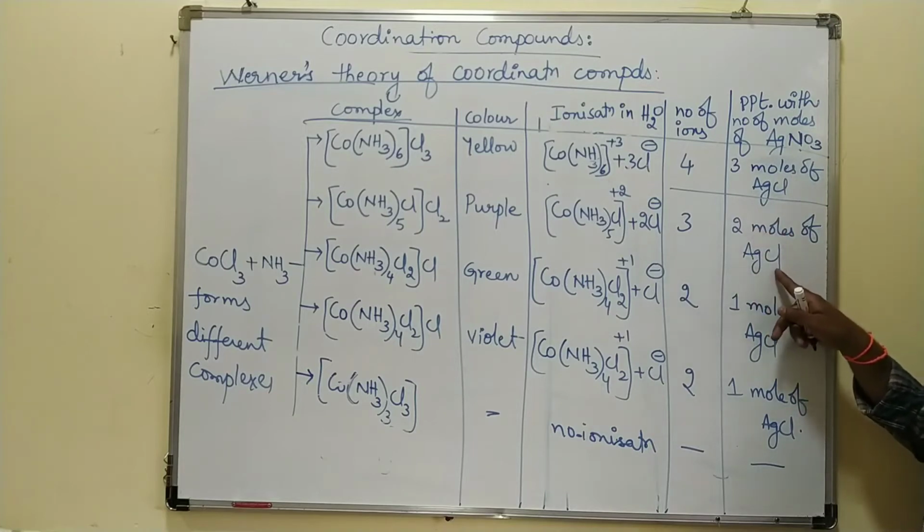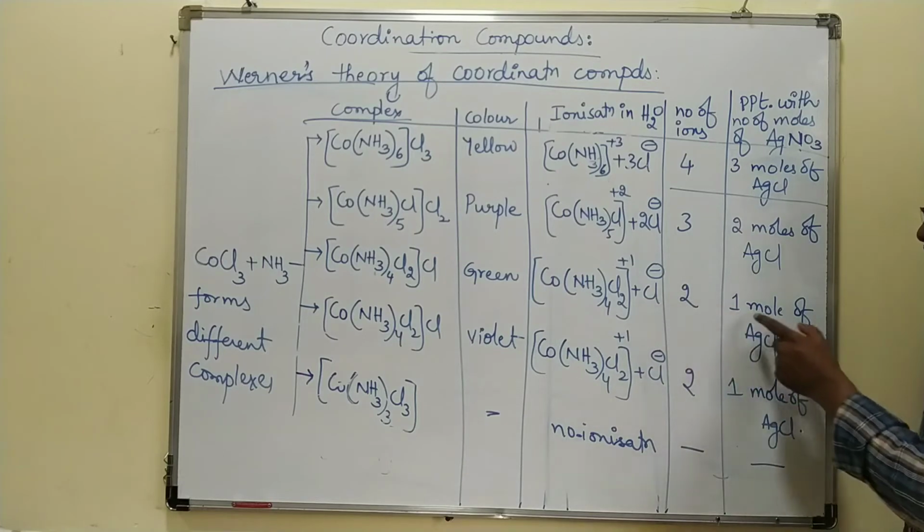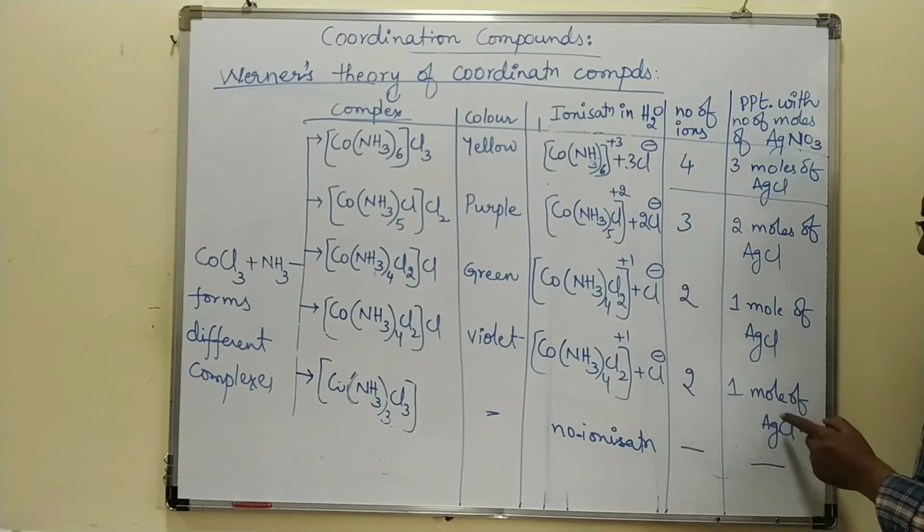It forms the 2 moles of AgCl. In this one, 1 mole is outside. That's why 1 mole of AgCl is formed. In this one, 1 mole of AgCl is outside.